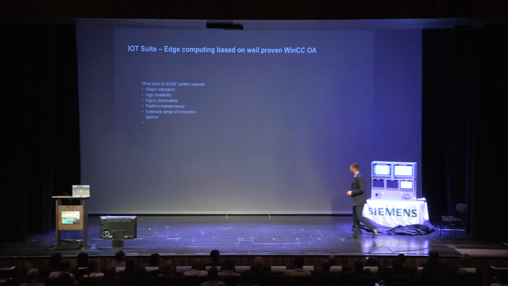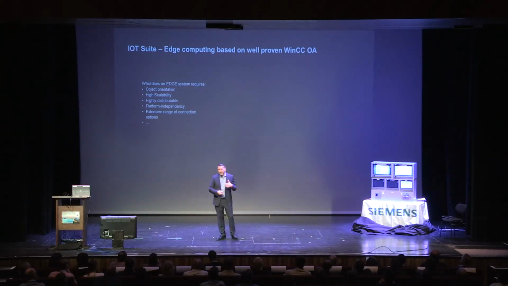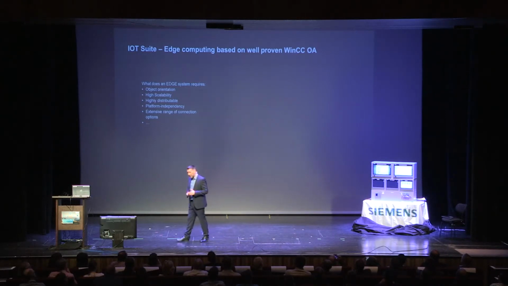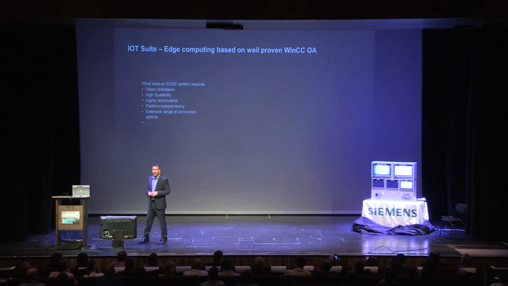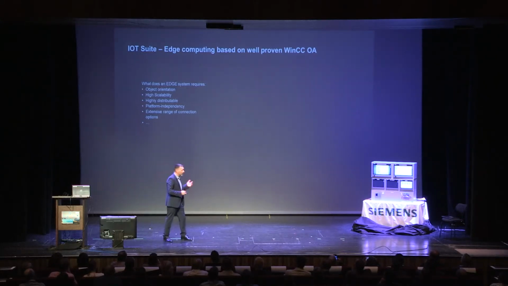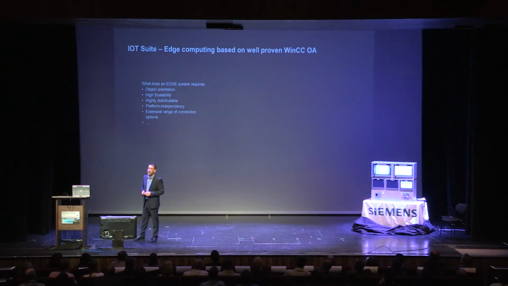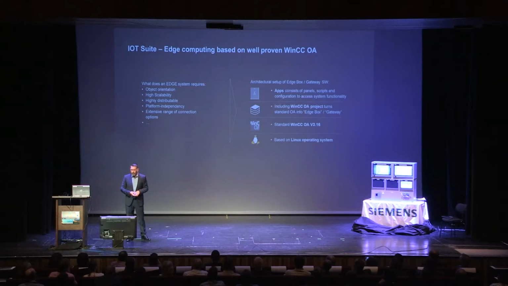Let's jump inside. When we figured out that we need an edge box, we looked at what edge box software requires, and I just listed here the basic requirements of an edge system. By looking at them, we very rapidly found out that we don't need to start from scratch because we already have a perfectly fitting SCADA product for these needs. And this is exactly what we have done.